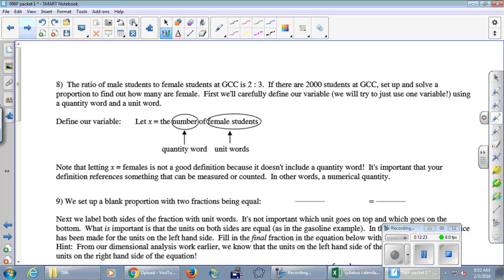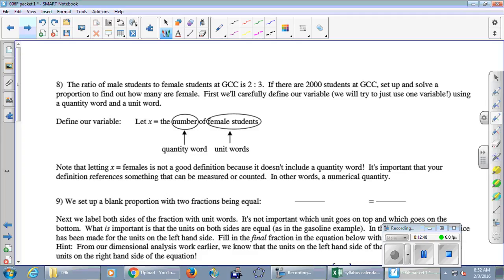Number 8, the ratio of male students to female students at GCC is 2 to 3. That's actually fairly accurate. If there are 2,000 students at GCC, which is also fairly accurate, set up and solve a proportion to find out how many are female. So 2,000 students, some male, some female, in that ratio, 2 to 3. And we're going to figure out how many are female.